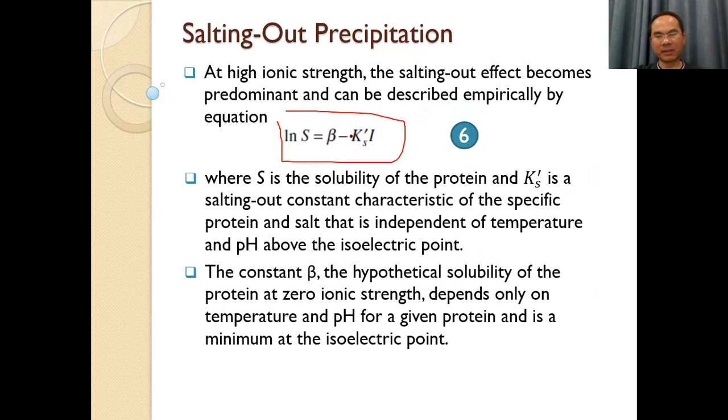This applies when pH is above the isoelectric point. The constant beta is the hypothetical solubility of the protein at zero ionic strength. It depends on temperature and pH, and it has its minimum value at the isoelectric point.